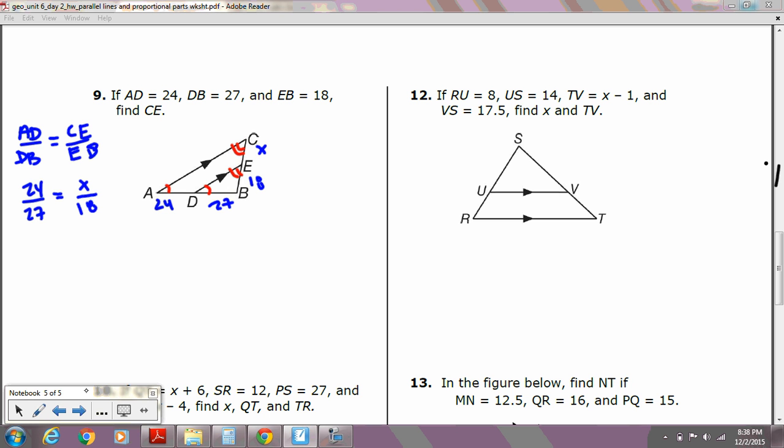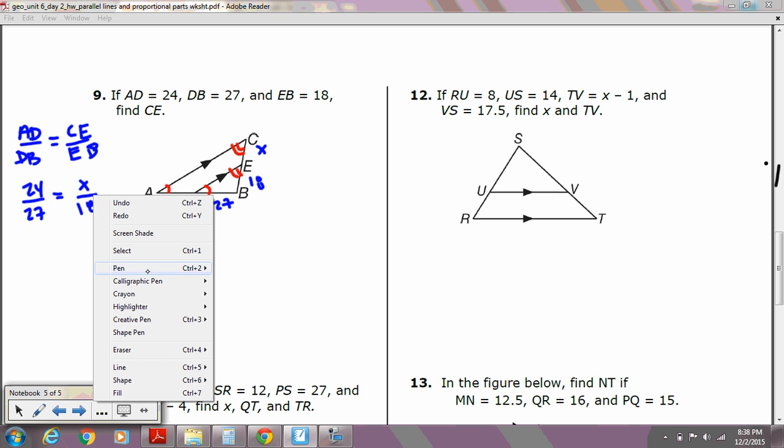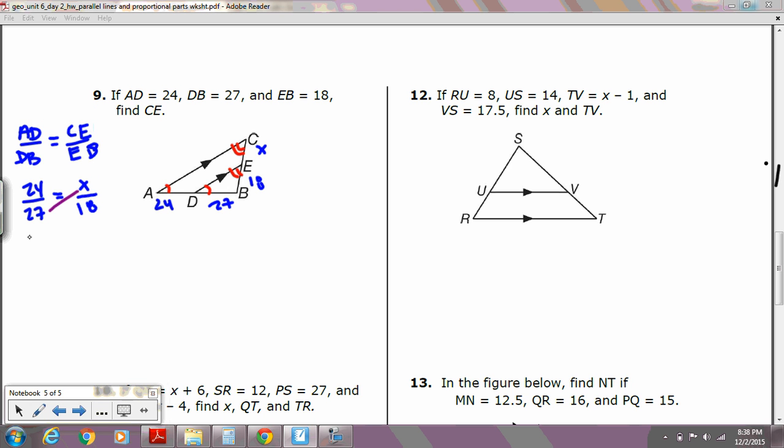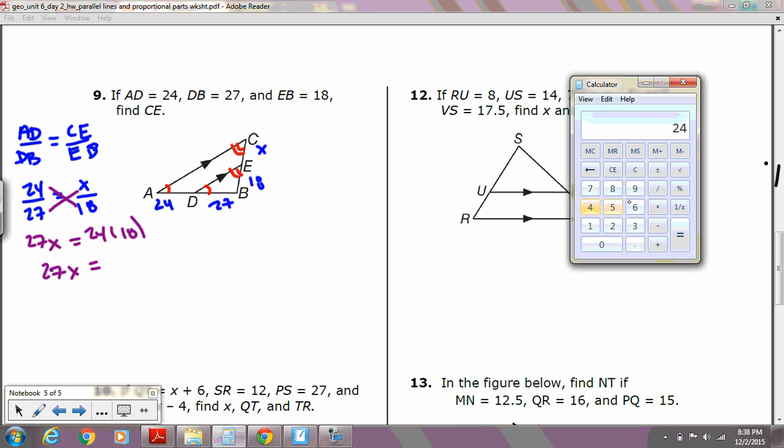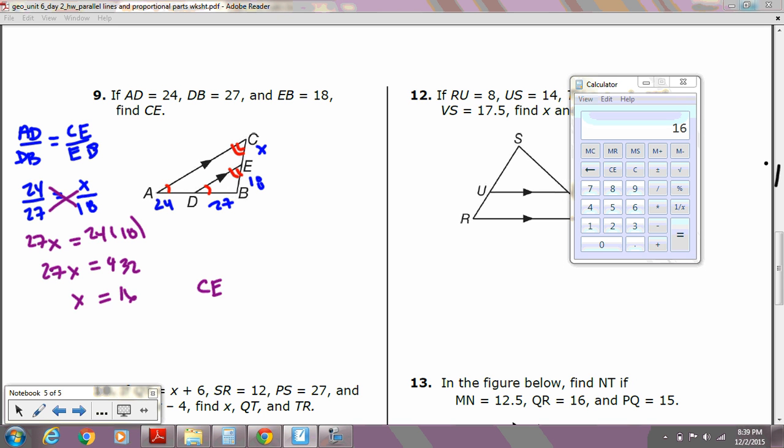So now we can cross multiply to find x. So 27 times x is equal to the product of 24 and 18. That's 27x is equal to 24 times 18, which is 432. And we're going to divide 432 by 27. And x is going to equal 16. So, in other words, x represented CE, so CE is equal to 16.